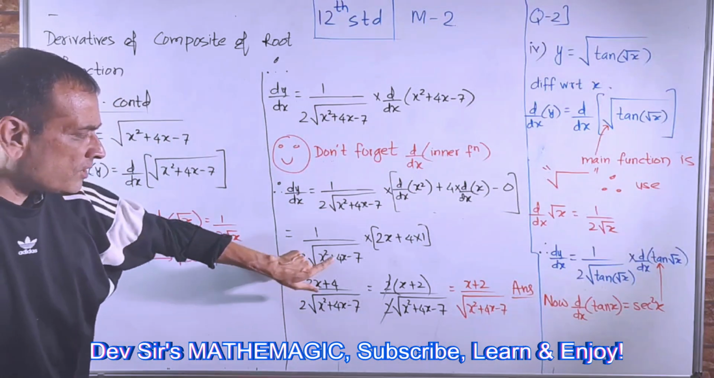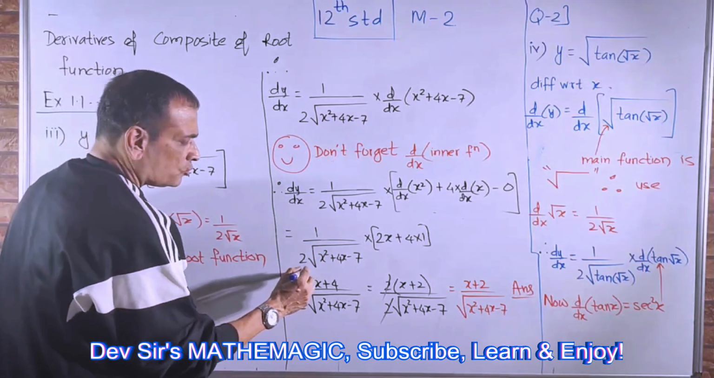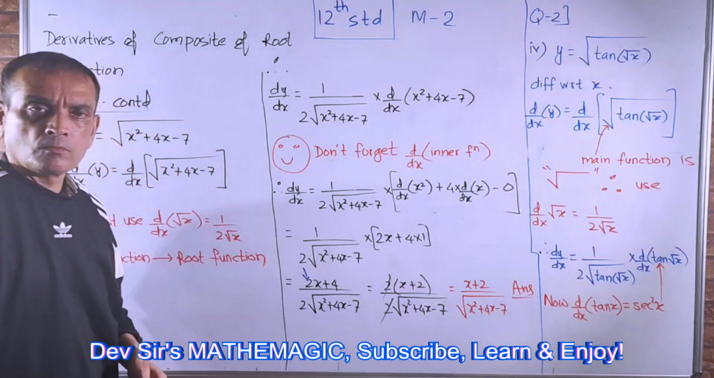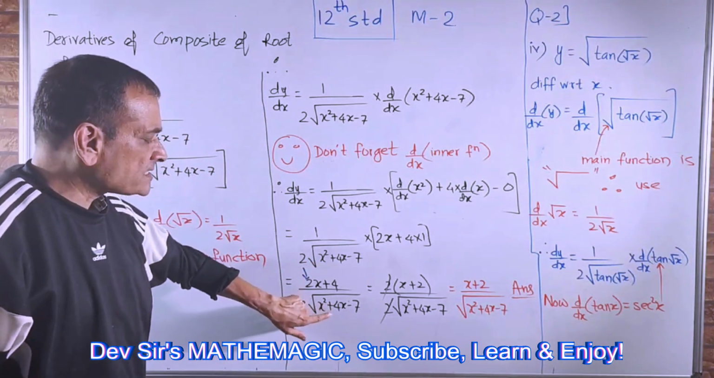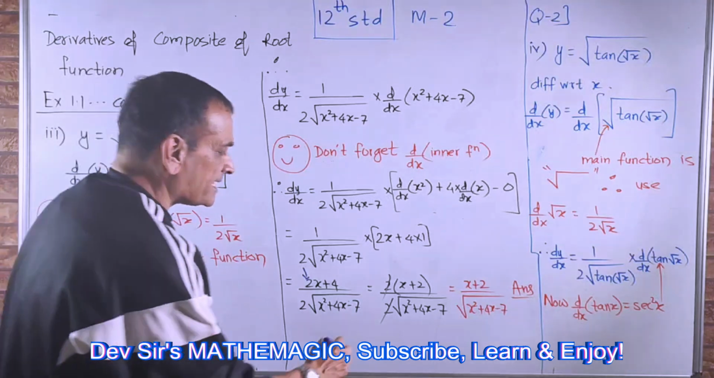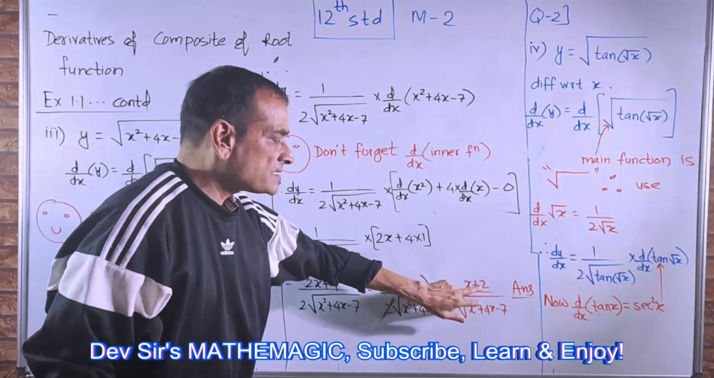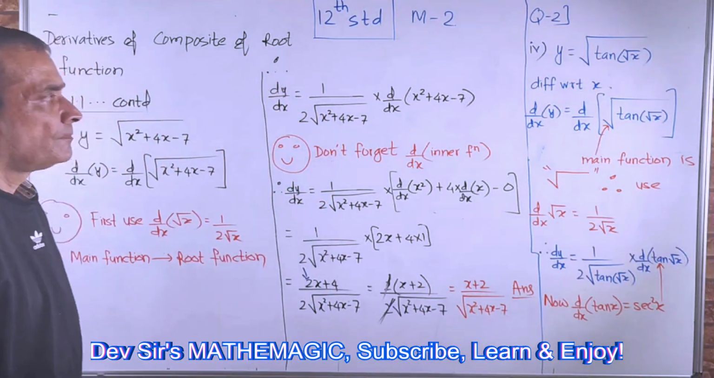So 2x plus 4 you can write over here in the numerator. इसमें से 2 कॉमन है, take out 2 कॉमन, ब्रैकेट में x plus 2, and in the denominator you have got 2 root x squared plus 4x minus 7. 2 gets cancelled. So final answer is x plus 2 upon root of x squared plus 4x minus 7.